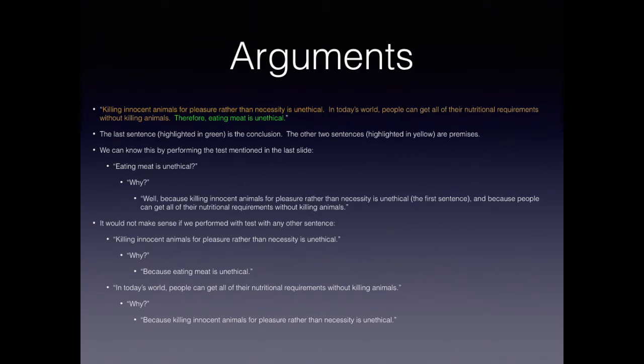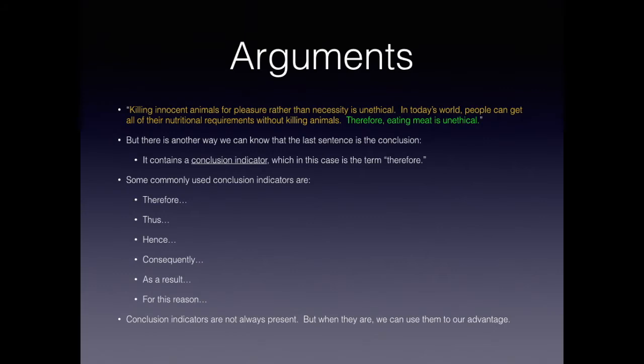Or if you said, oh, in today's world, people can get all of their nutritional requirements without killing animals. That's the conclusion. Why? Oh, well, because killing innocent animals for pleasure rather than necessity is unethical. Doesn't make sense as a reason. It doesn't work, right? But you also know because there's those indicators. There's a "therefore," so it's a dead giveaway.